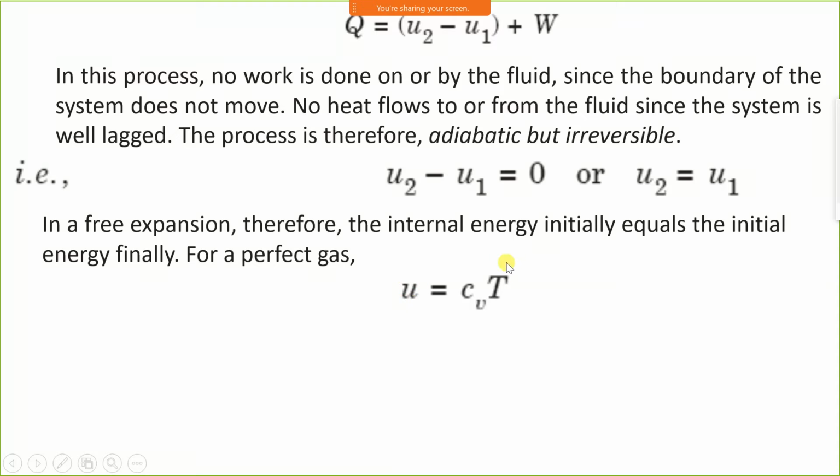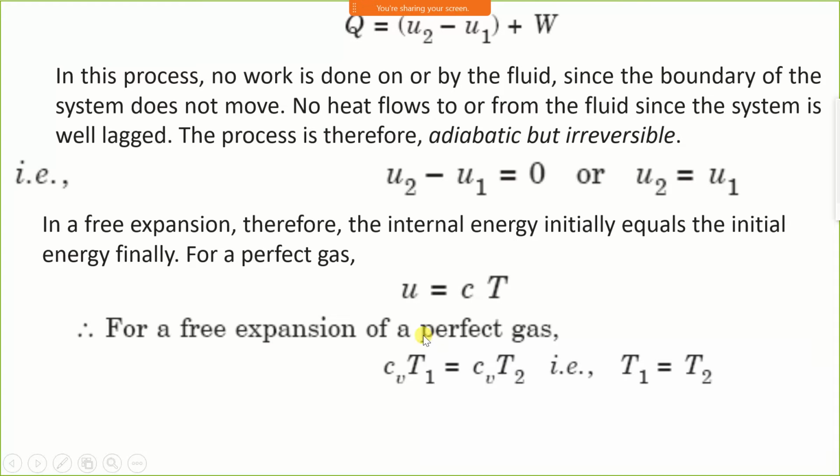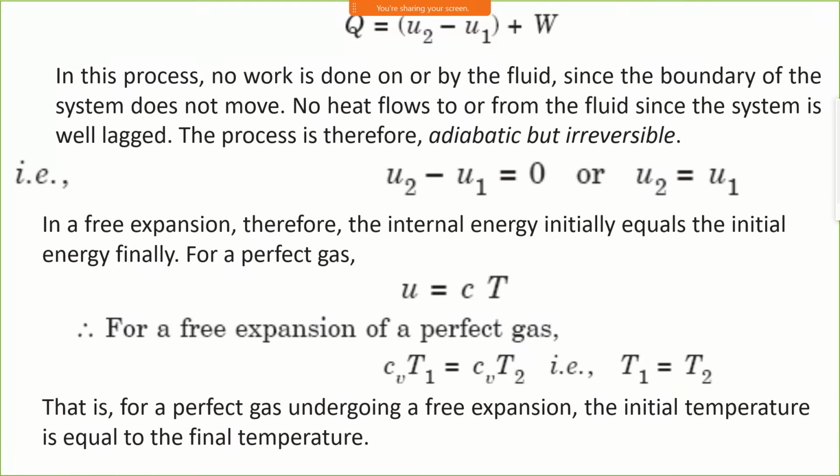Internal energy is a function of temperature, but internal energy changes with temperature with respect to the specific heat of a substance, and the internal energy changes only when the volume remains constant. Therefore, U is equal to Cv into T, considering 1 kg of mass. For the free expansion of a perfect gas, Cv T1 is equal to Cv T2. If we cancel the Cv, it will be T1 equal to T2. This means during free expansion, temperature remains constant. That is, for a perfect gas undergoing a free expansion, the initial temperature is equal to the final temperature.